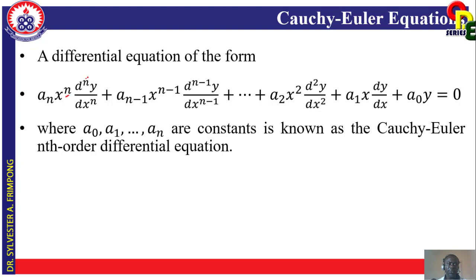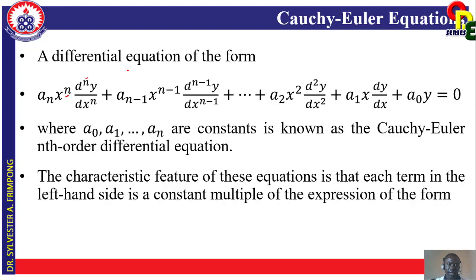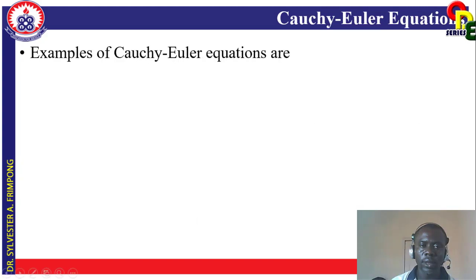The nth derivative goes with this. So we are saying that the characteristic feature of this equation is of the form x to the power k, the k, the x^k. Let's look at a few examples of Cauchy Euler equations.